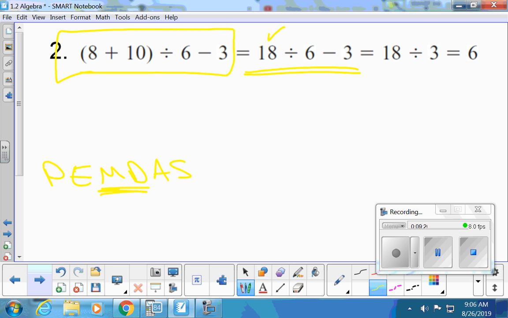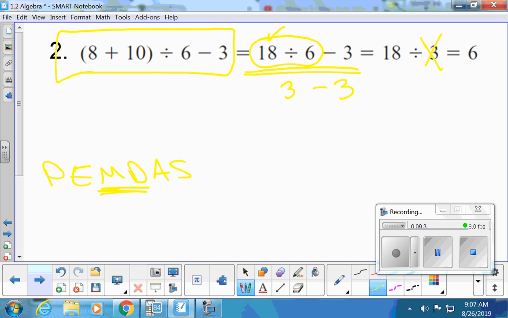Perfect. So what is 18 divided by 6 since that has to happen next? Good. So really, they should be having 3 minus 3 right now. They have 18 divided by 3 right now. So I think they got it wrong. I think they did the 6 minus 3 next when they should have actually done the division next.